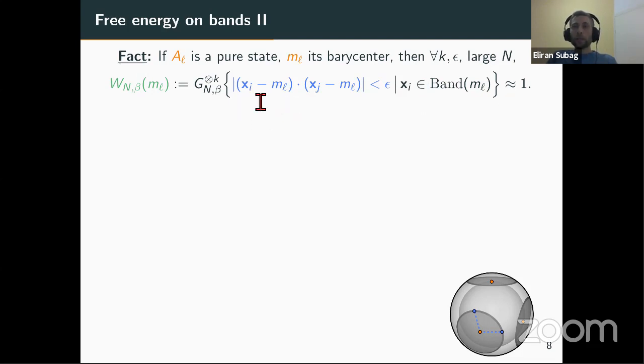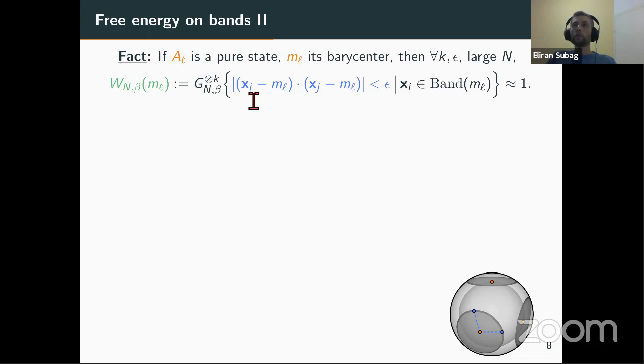And I look at the probability that xi minus ml dot xj minus ml for any pair is small. So what does it mean? If the two points xi and xj are these two blue points in the picture, xi minus ml and xj minus ml are the two lines. And when epsilon is equal to 0, they are orthogonal in the sense of this picture.